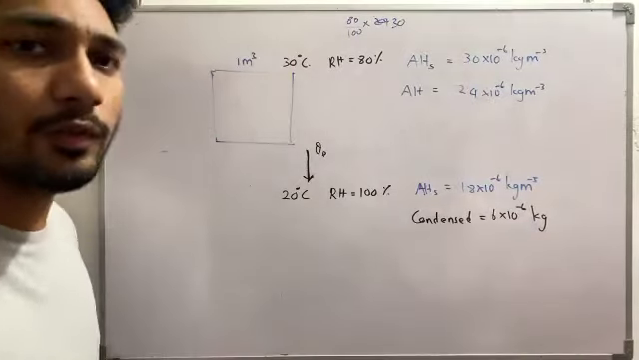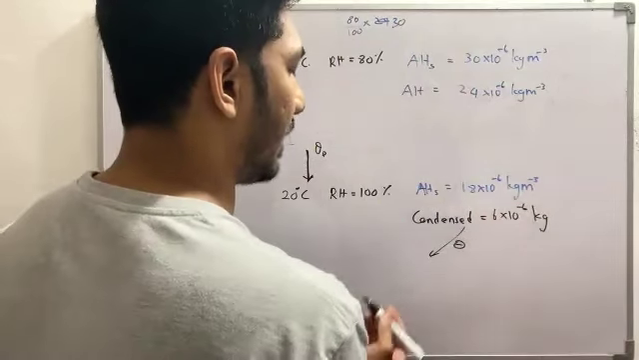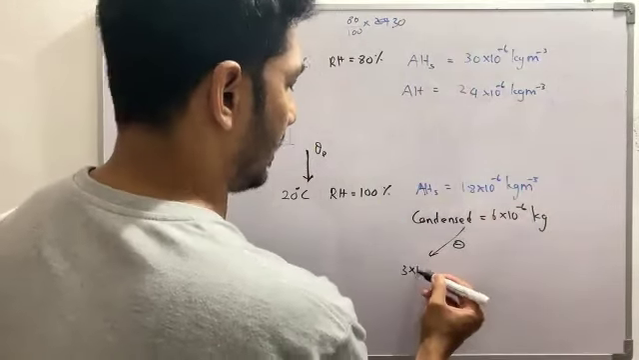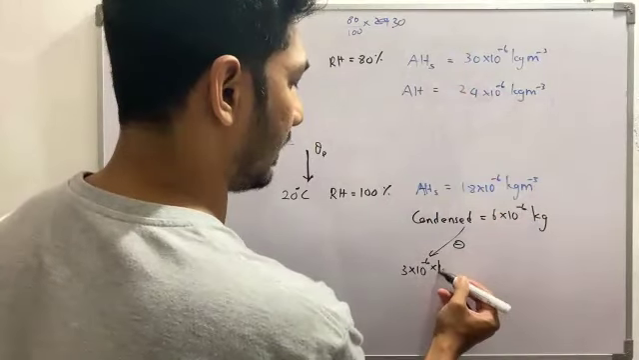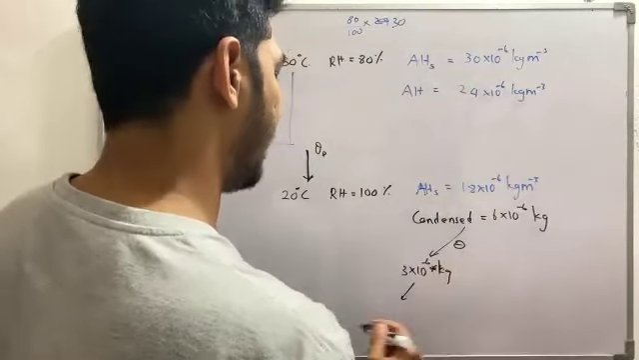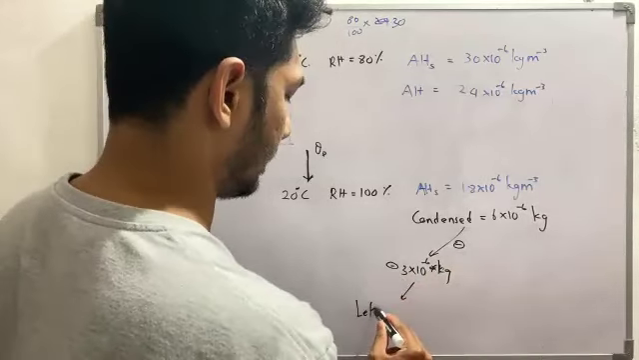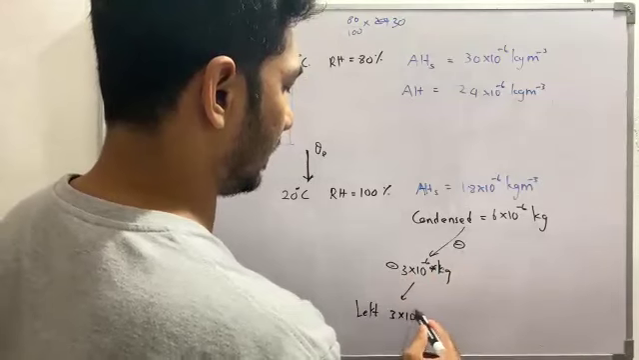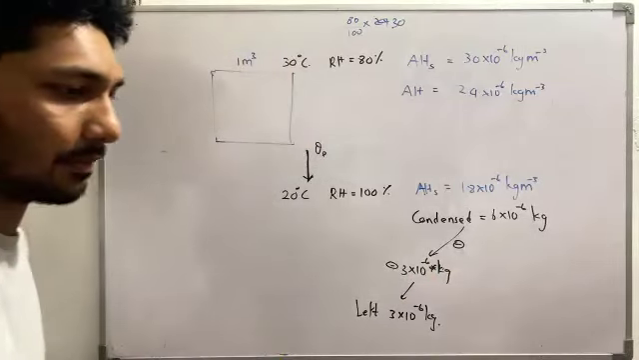So now you are removing 50%. Means you have removed, I put a minus here, 3 into 10 to the power minus 6 kilograms. And what is left, when you remove, is 3 into 10 to the power minus 6 kilograms. Okay. Do you understand that?